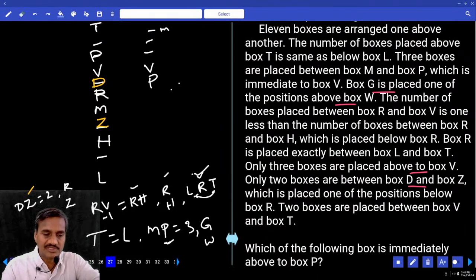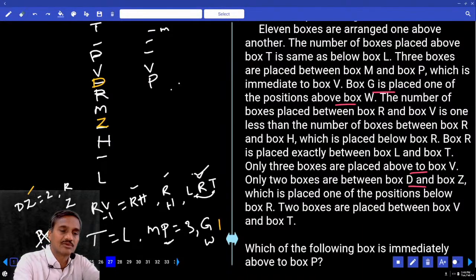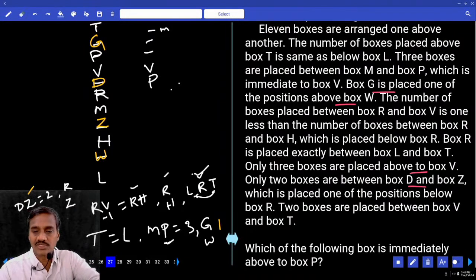Now ఇంకోటి ఏముంటుంది? G and W. Now G is above this W. G is above this W ఎక్కడ ఉండాలి? G is here. W is here. సరిపోయింది కదా. మనం ఒక్కసారి ఇన్ఫర్మేషన్ చూసామా?